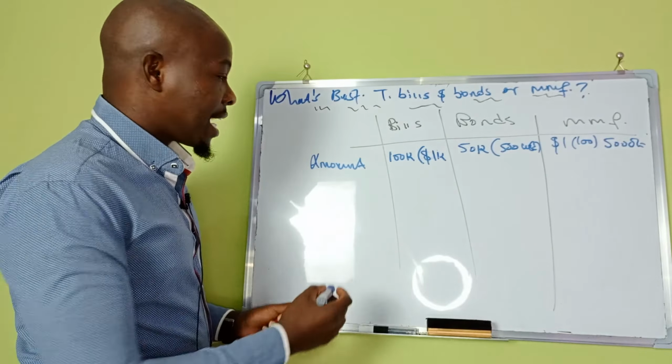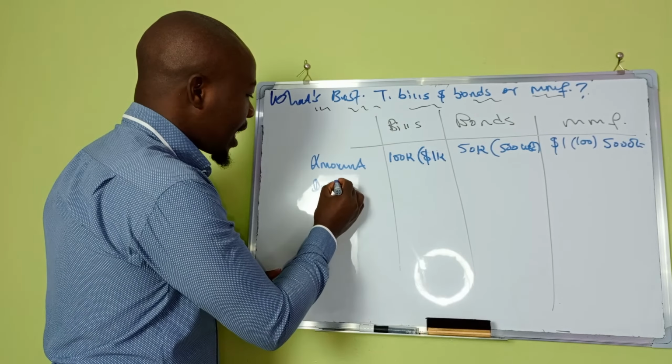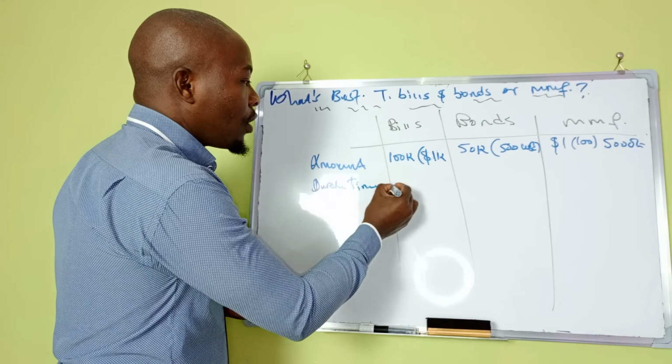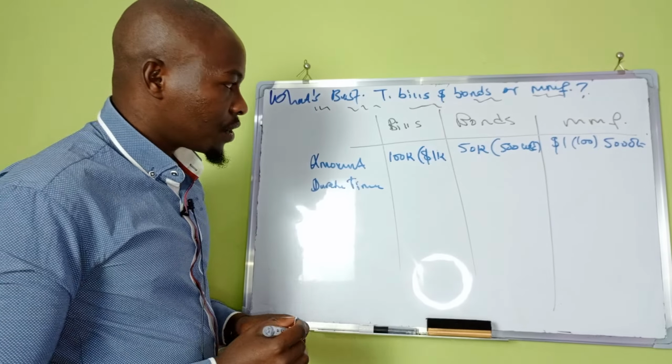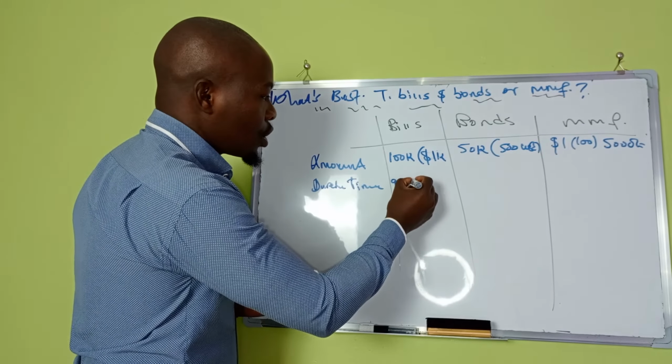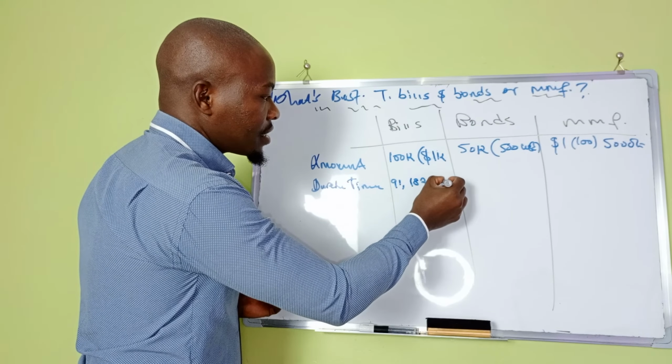The other factor is the duration, or we can call it time. This one is divided into three durations. We have 91 days, we have 182 days, and we have 364 days.